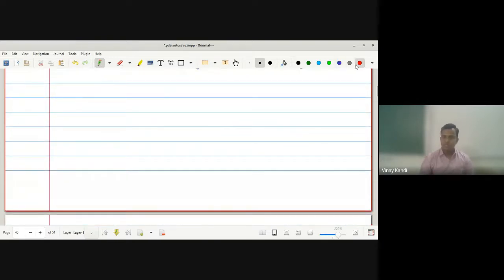If ax plus by plus c is equal to 0, this is the equation of line in 2D. Then in 3D you would take ax plus by plus cz plus d is equal to 0.